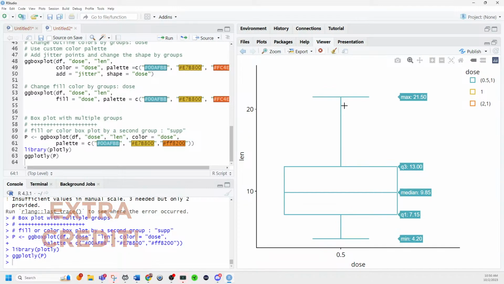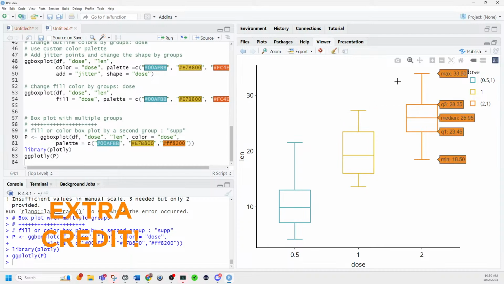Go ahead and mathematically find the IQR for this. What is the IQR mathematically speaking? You want to take these numbers, if I go away, there is Q3 minus Q1. So it should be 5.85 right there, 5.85.